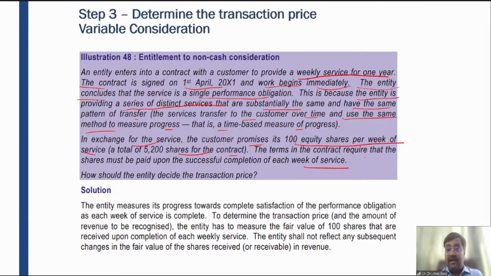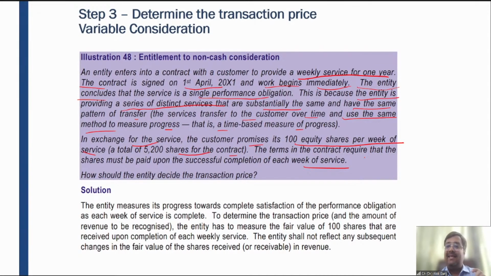Right. So the terms in the contract require that the shares must be paid upon the successful completion of each week of service. So whatever is the total services completed, on that basis, equity share is required to be issued. Now the question is, revenue has to be recognized at what value? What is the transaction price?